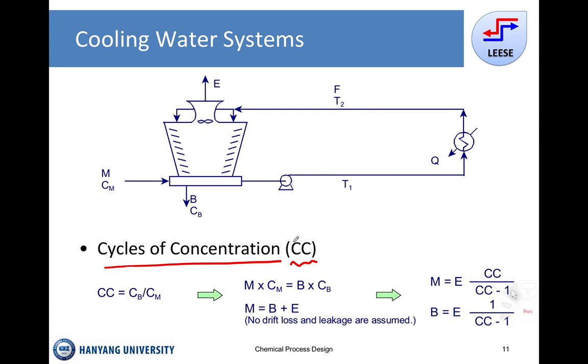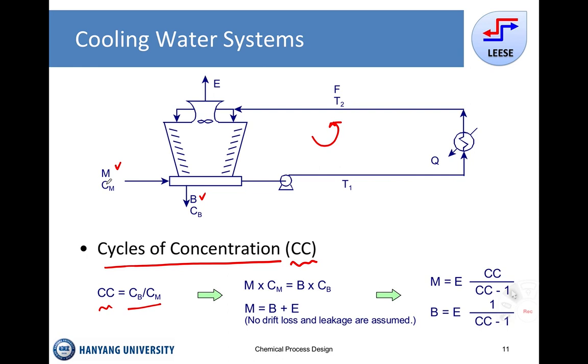Cc is defined as the concentration of the blowdown against the concentration of the makeup. So the water is contaminated in the circuit. Then we need to take out some of the blowdown. Then clean water will be fed to the recirculating system.